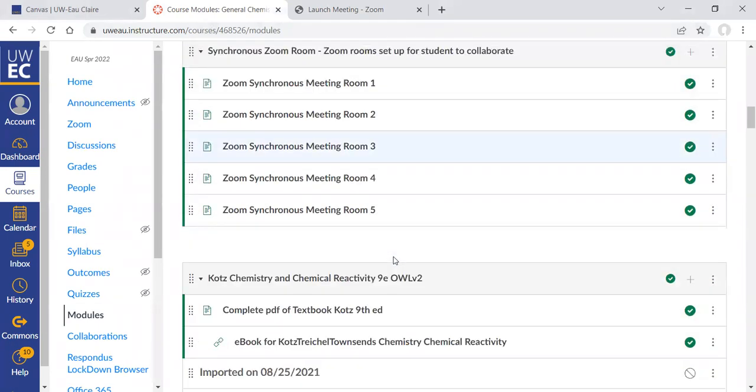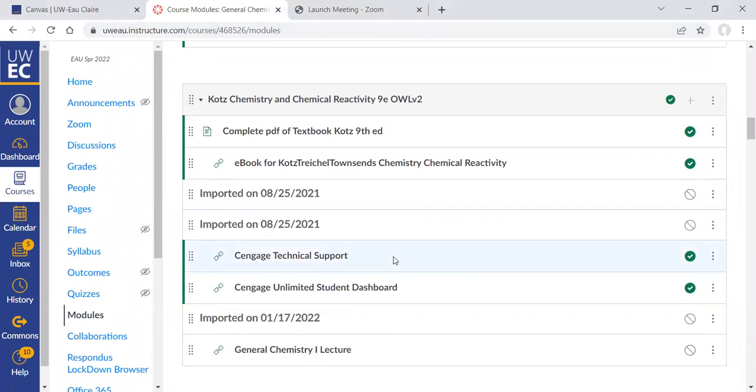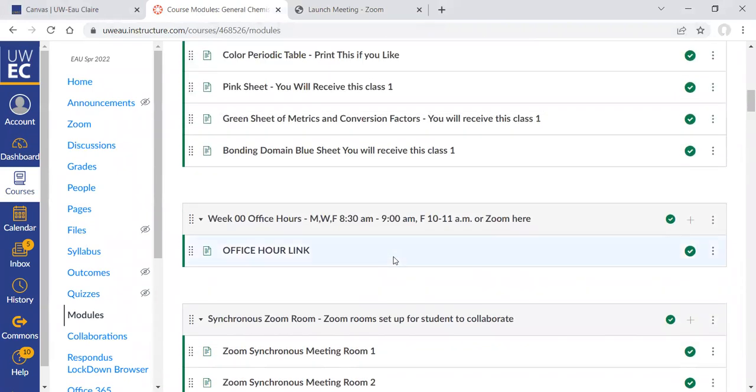All right, in Canvas here. Now, first I changed your assignment due date for the OWL to Wednesday, and that take-home quiz thing till Wednesday. So I modified the due dates from Sunday night to Wednesday.